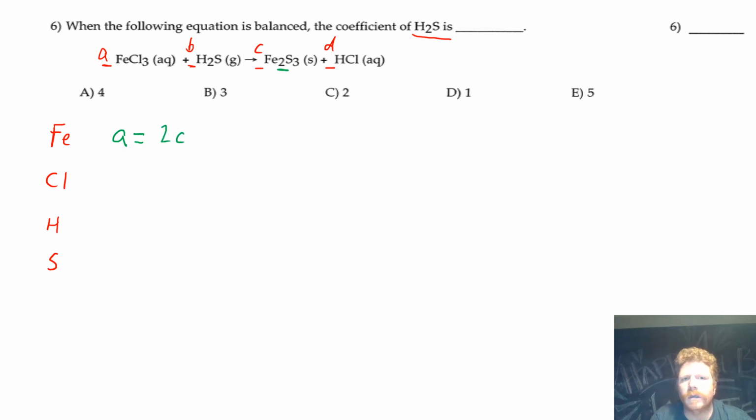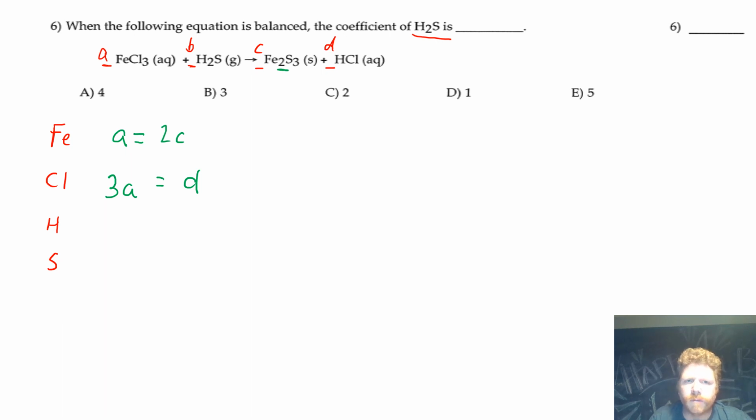So 2C. This shows the number of instances where there's iron on the reactant side, iron on the product side. Now, next up, you're following the same thing. 3A: is there chlorine anywhere else on the reactant side? No. You're going to set 3A equal to D, because chlorine is only in HCl on the product side.